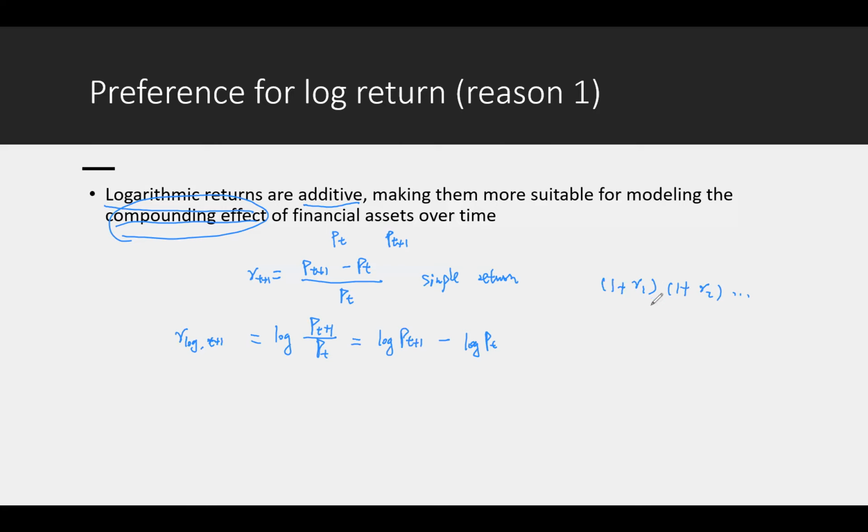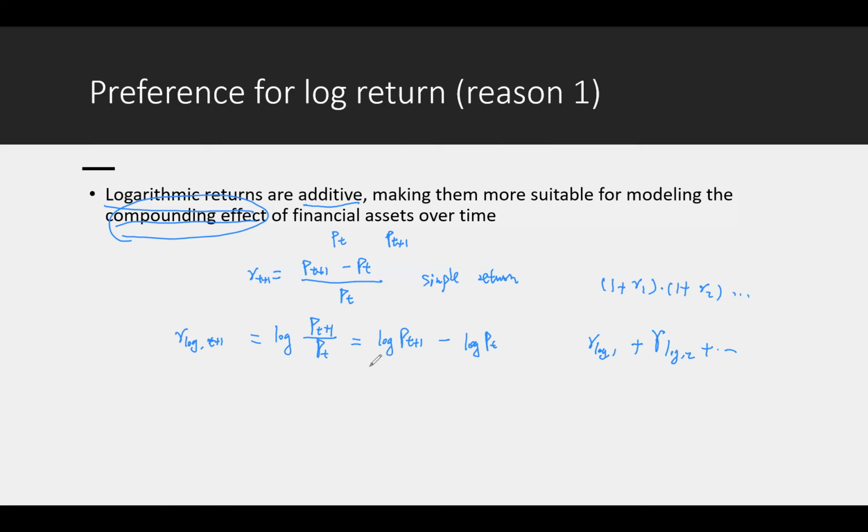So this is how we would do compounding, and you know that this essentially needs to multiply each period's single return after adding 1. Okay, so now let's do the same thing using the log return, and it is quite easy because now we just need to add all these single period log returns. So in this case, I have R log 1 plus R log 2, right? And then etc. So by doing this, I'm actually doing the same thing.